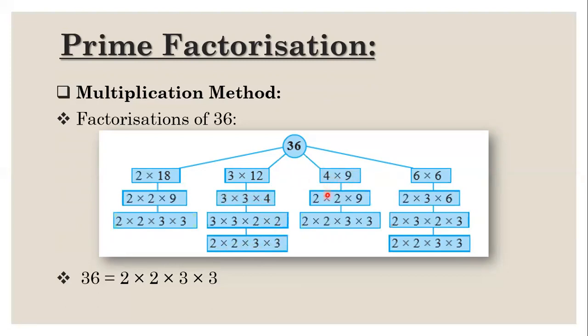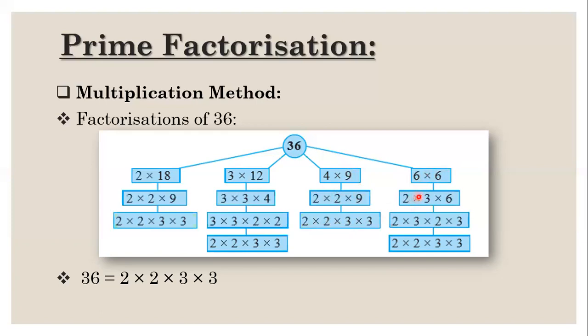4 can be split as 2 into 2. Again, 9 is composite, which can be written as 3 into 3. So here also, in the last, we are getting the same prime factors: 2 into 2 into 3 into 3. Or we will consider it as the product of 6 into 6. Both the 6s are composite. We will divide it. We will split it.